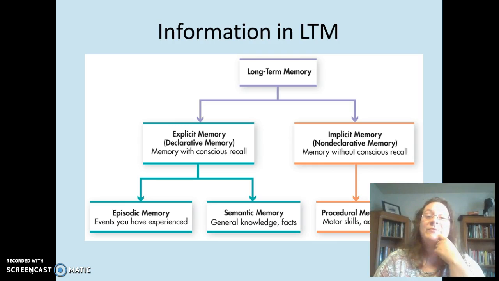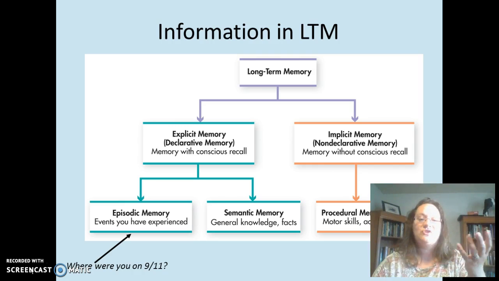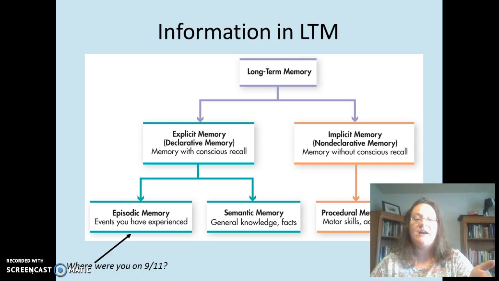Information in long-term memory. We have some different ideas of how information is stored in long-term memory. The first is that it might be stored as explicit or implicit memory. Explicit memory is things you can recall easily, like where you were on 9/11. You can recall that easily, and that's something about you. You've experienced that, so that's an episodic memory. Semantic memory is general knowledge and facts. How many tires are on a car?